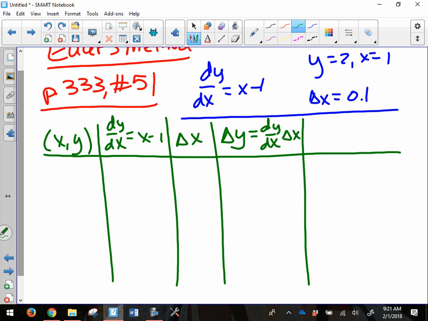And then we add our changes to our original point to get our new point that we then substitute back in for x and y and start the process all over again.